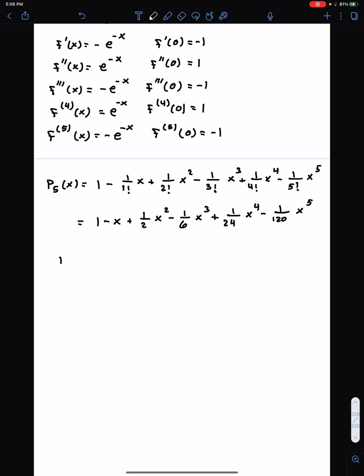The infinite polynomial, so p sub infinity of x, or the series for this function, can be written as the sum as k goes from 0 to infinity of negative 1 to the k divided by k factorial x to the k power.